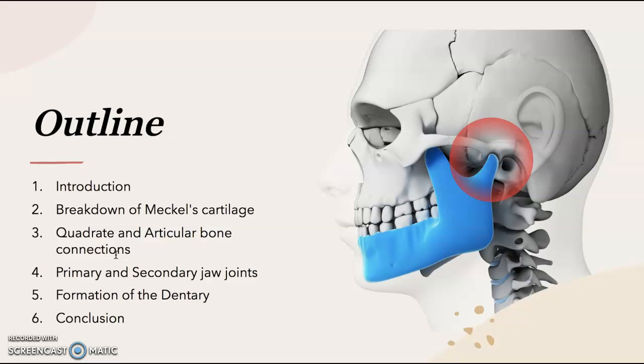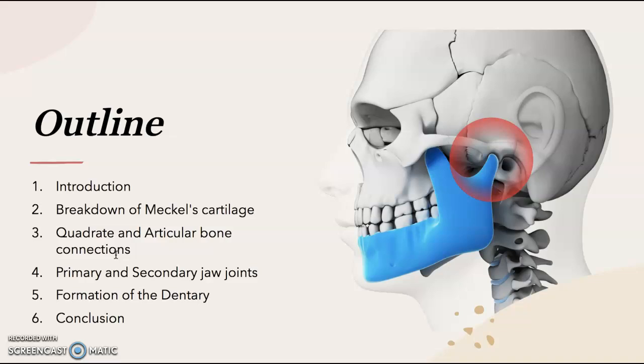Those 5 topics include the breakdown of Meckel's cartilage, and I will also talk about what Meckel's cartilage is. Then the connection between the quadrate and articular, 2 middle ear structures we know of. Then finally, the formation of the jaw joint. And lastly, the formation of the dentary, which ultimately will lead to the definitive mammalian middle ear.